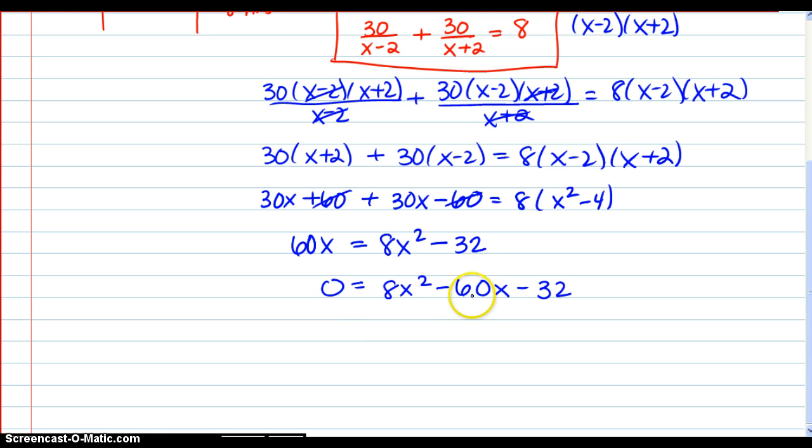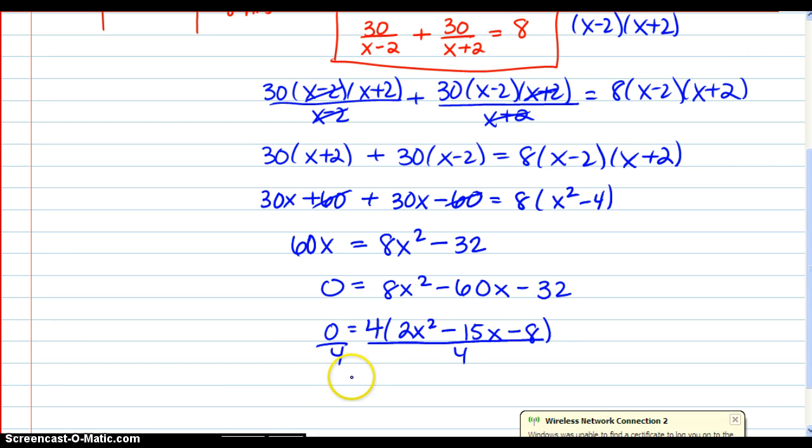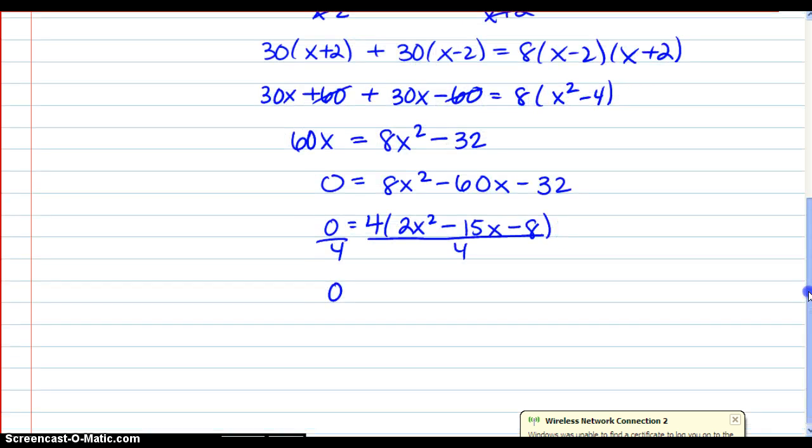In this case, I noticed that there is at least a common factor of 4. So if I take a 4 out, I'm left with 2x squared minus, well, if I divide this by 4, I have 15x, and if I divide that by 4, I have 8. I don't see any other common factors. So the next thing I'm going to do is divide both sides by 4 to get rid of the 4. Any number 0 divided by a number is 0, so now I have 2x squared minus 15x minus 8, and the reason I do that is it's much easier to factor this type of problem.